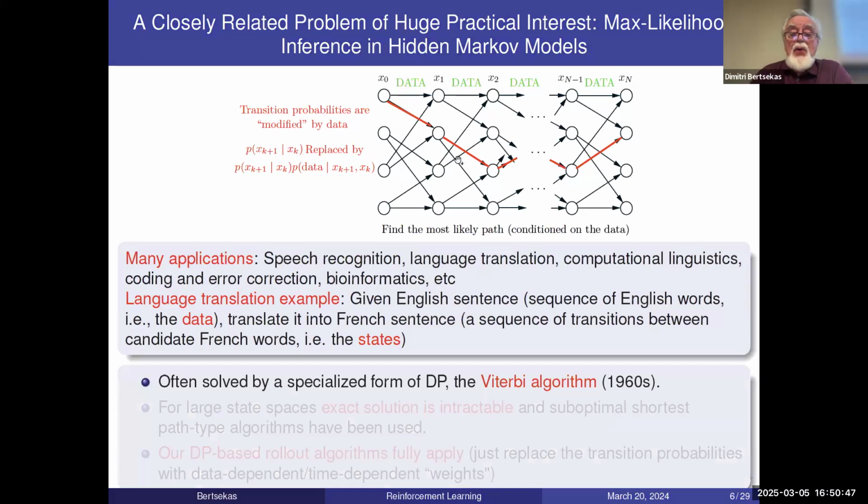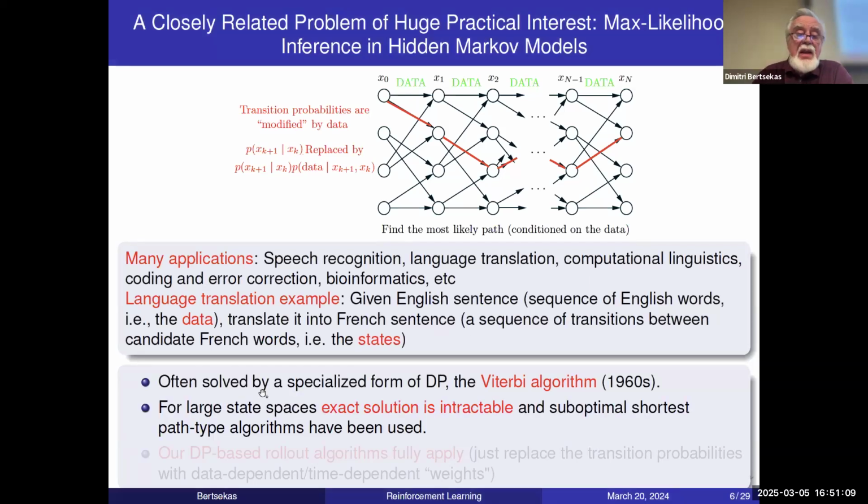Okay, so now finding the most likely path of states conditioned on the data can be solved by dynamic programming, a shortest path type algorithm known as the Viterbi algorithm, which was invented in the 60s and is still the workhorse in this HMM area. On the other hand, if you have a large state space, the exact solution by the Viterbi algorithm is intractable, and people have worked on suboptimal shortest path type algorithms for solving this problem when the state space is large.